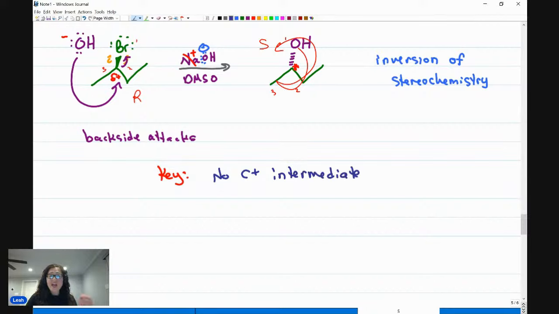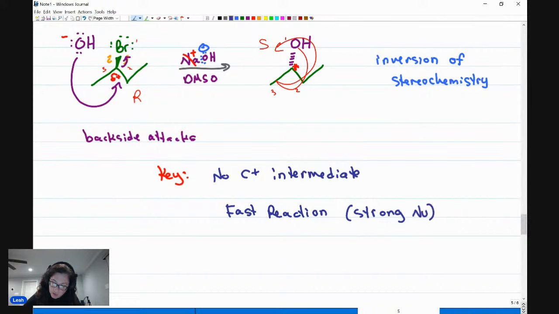Because we're dealing with a strong attacker, this attacker is so strong and so fast, it does not have time to wait around. It does not wait for a carbocation to form. It does a quick attack and kicks out the leaving group. And that means this is a fast reaction. Carbocations are slow. Strong nucleophiles are fast.